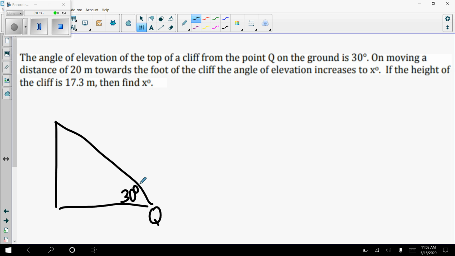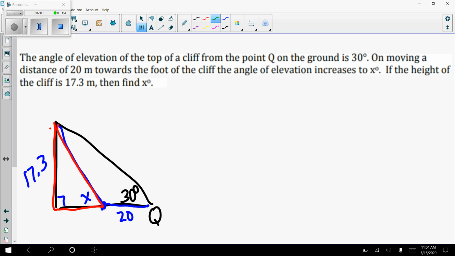I'm moving a distance of 20 meters towards. Now, this is fun. So we move 20 meters closer to the cliff. The angle increases to x degrees. It's still an angle of elevation. The height of the cliff is 17.3. Okay, then find x. So we know this is a right angle, right? Now we only have one side. If I outline this triangle right here, I don't have enough information to solve that. I need 2 knowns and I only have 1.